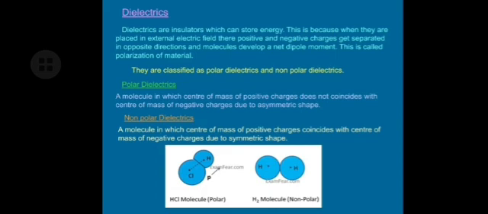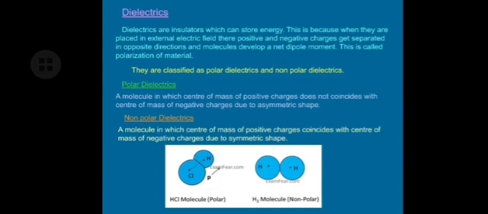A molecule in which the center of mass of positive charge does not coincide with the center of mass of negative charge due to asymmetric shape. Right? So what is happening here? The center of mass of positive charge and center of mass of negative charge do not coincide with each other. And such substances are called polar dielectrics.